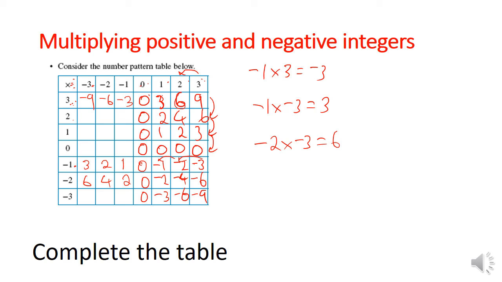So from that, we can make a few conclusions, and that is, if we have a positive number multiplied by a positive, we know we get a positive answer, which we've always known. But if we have a negative and we multiply it by a positive, we get a negative answer. But if we have a negative and we multiply it by a negative, we get a positive answer.